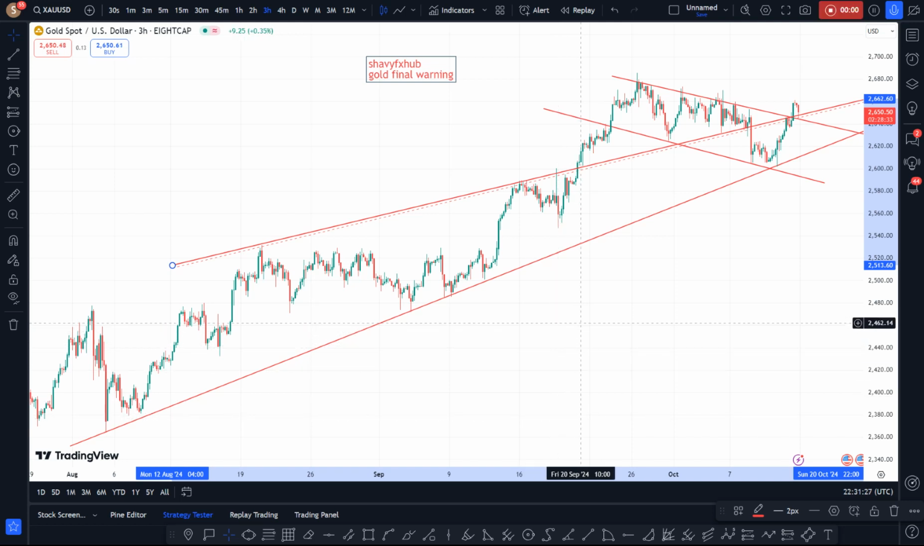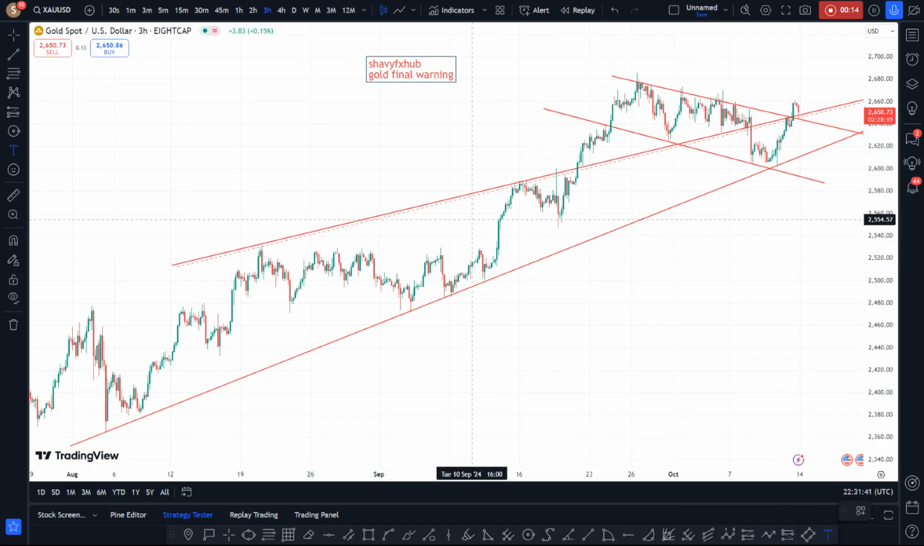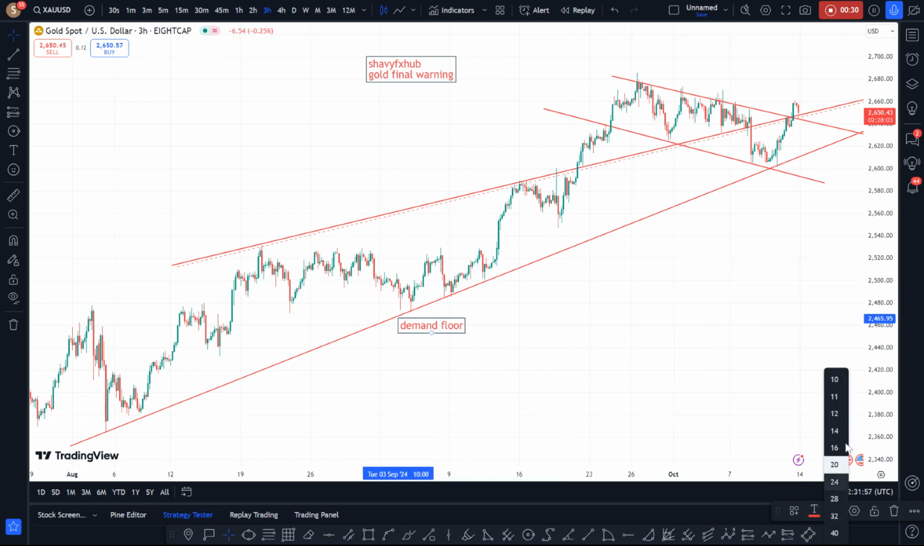So in the final warning of XAUUSD, we looked critically at price returning into the demand zone. This is the demand floor. We looked at it again on a clean, fresh chart as the market opens with a strong gap, a strong pull from 62 into 45.